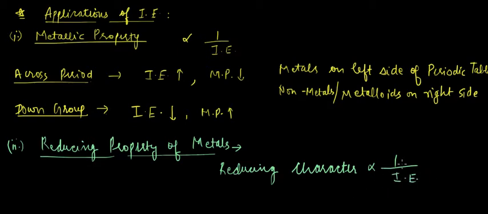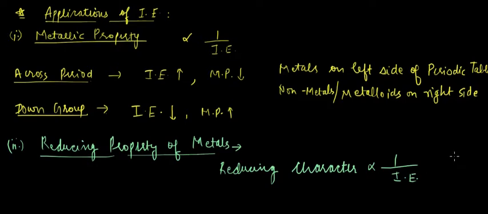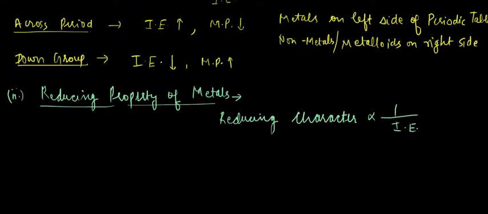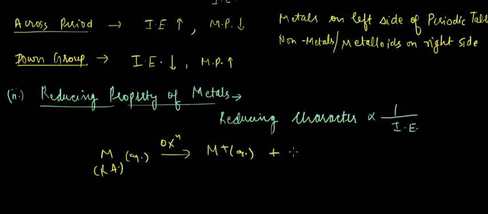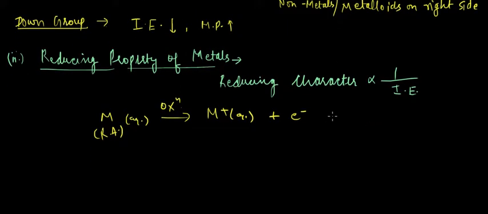Reducing character means the metal would be getting oxidized in the reaction, but it would be reducing other substances or other elements or atoms or compounds present in the redox reaction. Okay, so if we look at it like this, if we have M, which is a reducing agent in aqueous phase, it gets oxidized and forms M plus aqueous with a release of electron. So this reaction is the oxidation reaction or the role of a reducing agent.